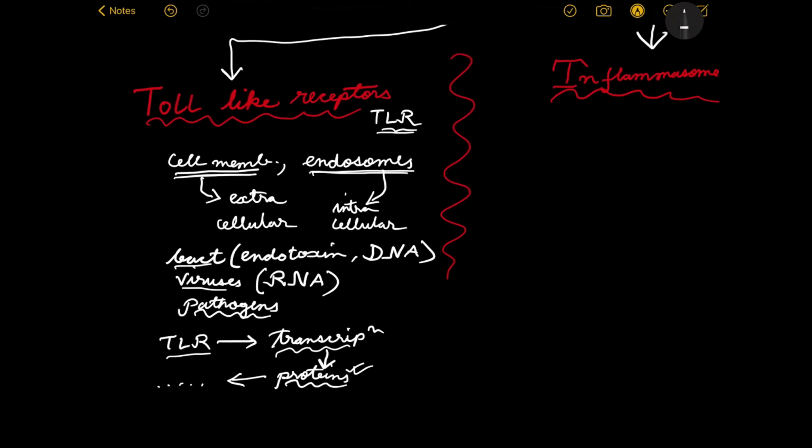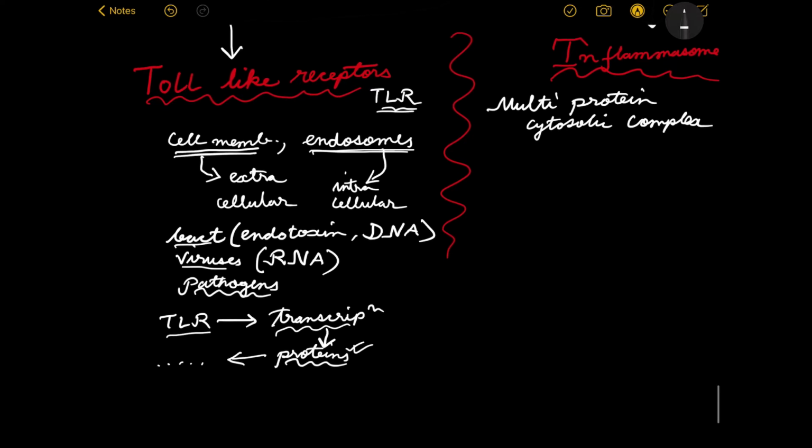Now, as far as inflammasomes are concerned, an inflammasome is a multi-protein cytosolic complex. And this will recognize what exactly? It will recognize the products of dead cells, and what will those products be? They will be products like uric acid or extracellular ATP, crystals and microbial products. A very important piece of information regarding the inflammasome is that it will trigger, or rather activate, an enzyme called caspase 1.